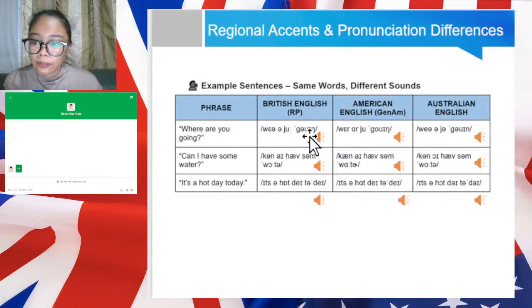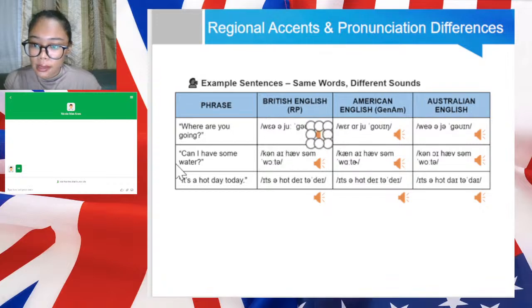Let's start with the first sentence. Where are you going? In British English, they say it as, for a while. Where are you going? All right, let me play it again. Where are you going?